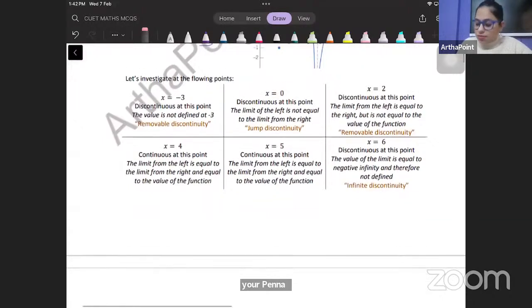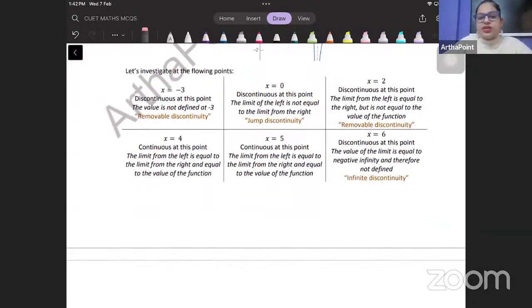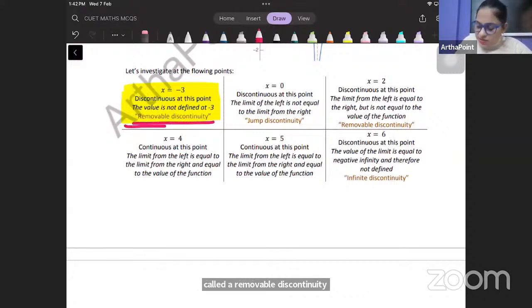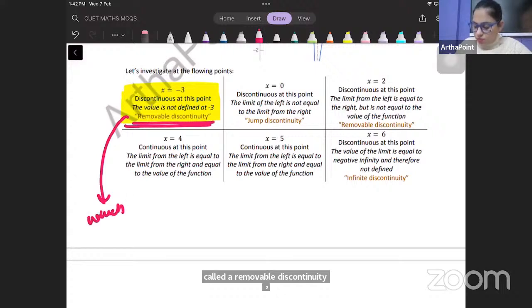Now, when we talk about continuity and discontinuity, there are various types of discontinuity that we have in maths. The first type of discontinuity is called a removable discontinuity. Removable discontinuity, as the word suggests, is that discontinuity which can be removed.